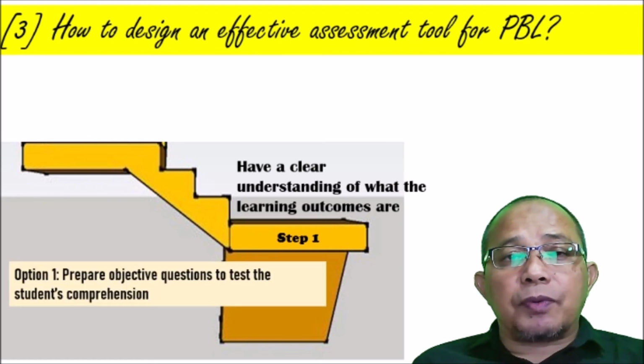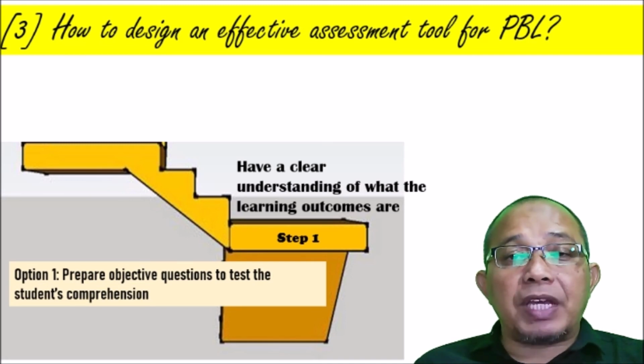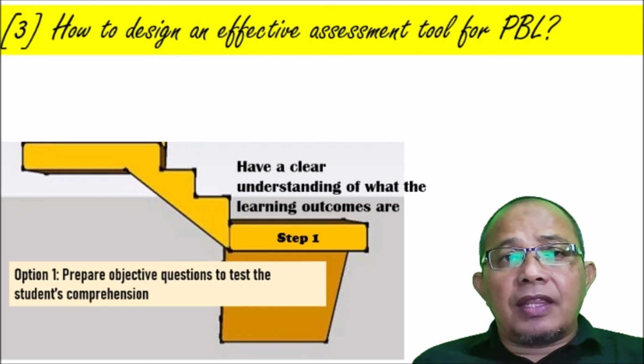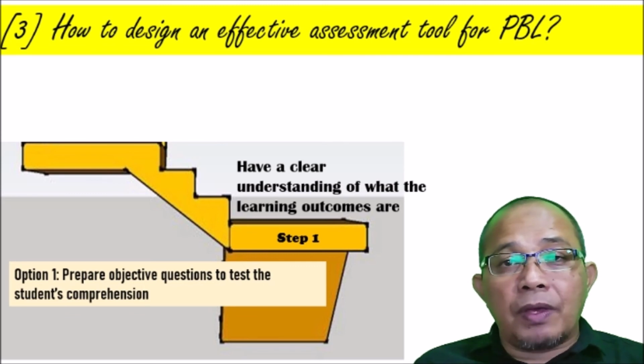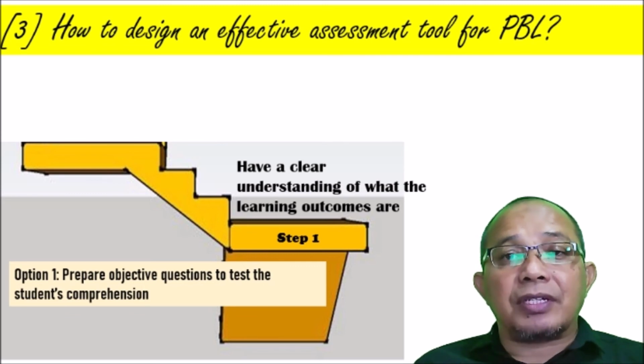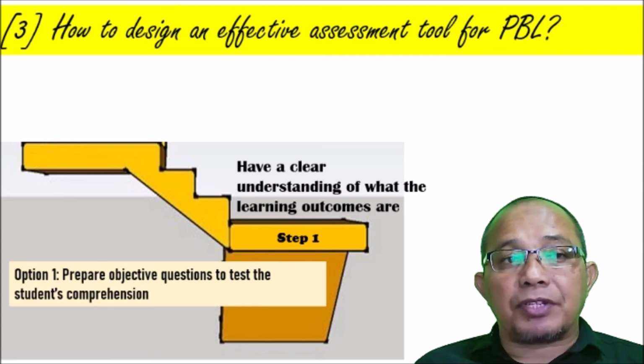There are two options for this first step. Option one would be to prepare objective questions that test the student's comprehension of the task identified in the step above. The advantage of this is that it is fairly easy to do and even easier to score. On the other hand, it violates some of our previously outlined principles.